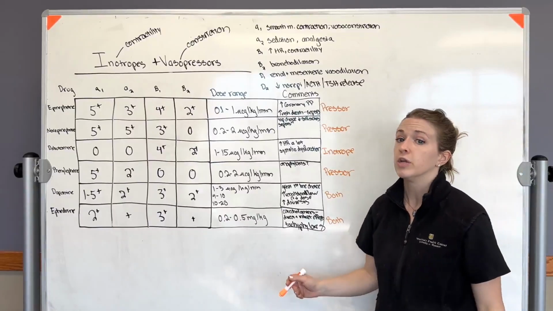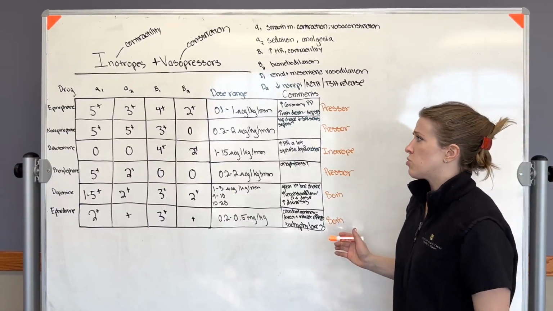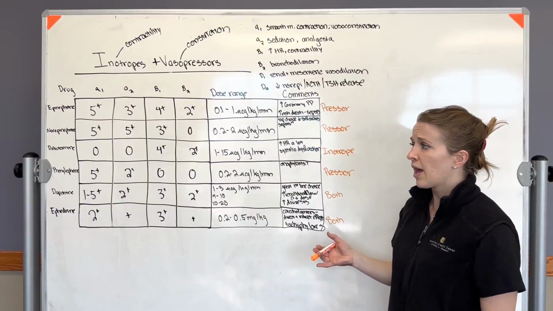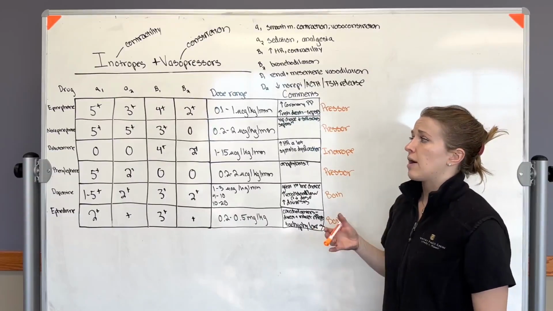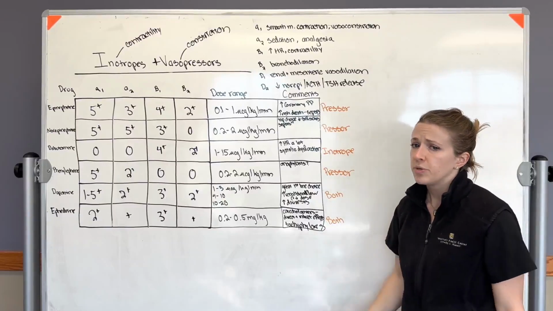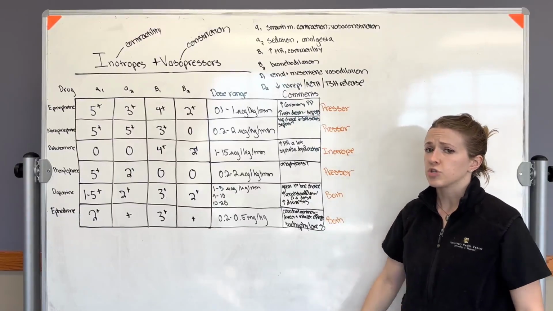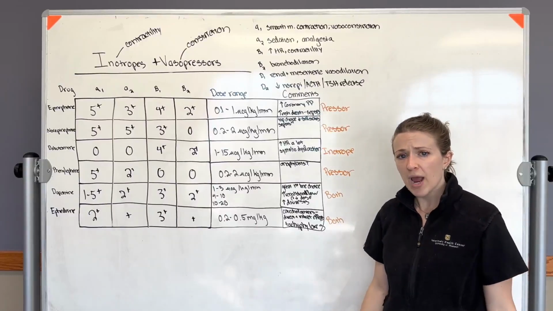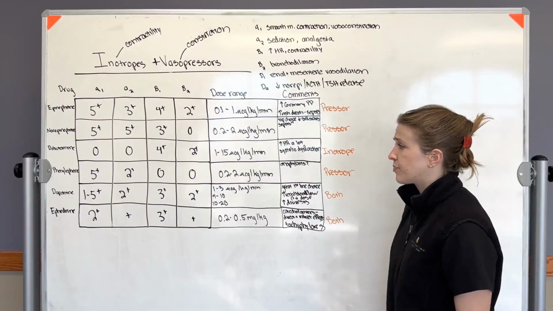Okay, norepinephrine. You've seen me use this all the time. Norepinephrine is also a vasopressor. It primarily has activity at alpha-1 and alpha-2 receptors. It also has some beta-1 effects, so not only does it constrict blood vessels, but it also increases the heart's force of contraction and the heart rate.